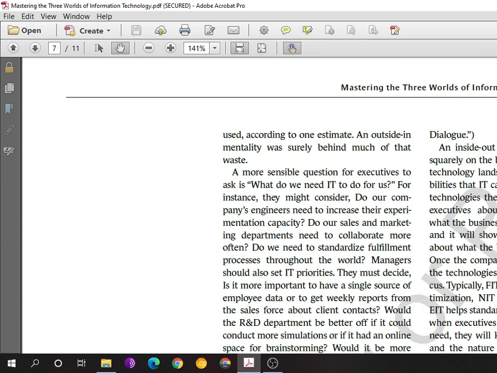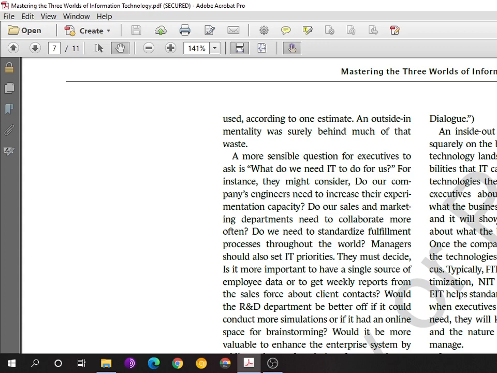So the sensible question that the IT people should ask, or rather the business executive should ask, is why do we need IT and what do we need this IT to do for us? If the answer to that makes sense, only then you decide to acquire that particular technology. So for instance, if you want to decide whether your company's engineers need some kind of new software to do experimentation, only then you should get that software.